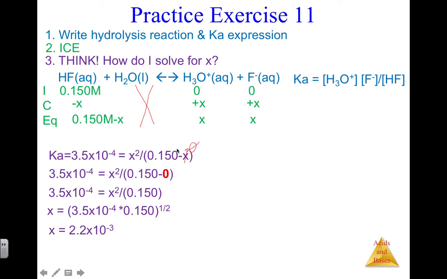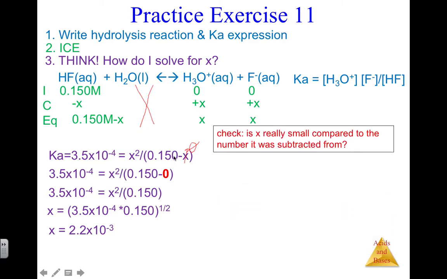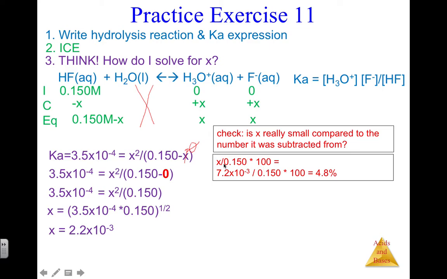We want to make sure this assumption is true. We want to check, is X really small compared to the number it was being subtracted from? So I take X divided by the number it was being subtracted from, times 100, to check our 5% rule. So X over 0.15 times 100. Again, X I got as, oops, that should be a 2. Let me update that. 2.2 times 10 to the negative 3rd divided by 0.15 times 100, and I got 4.8%.